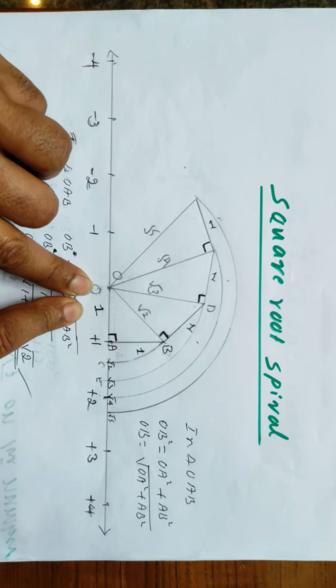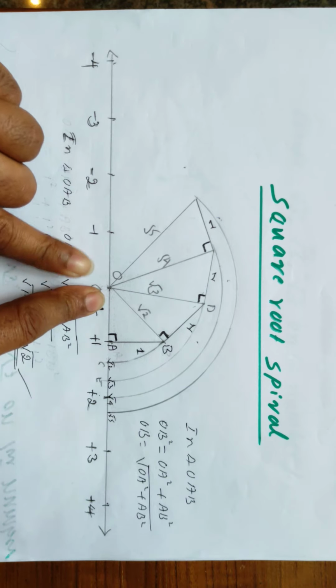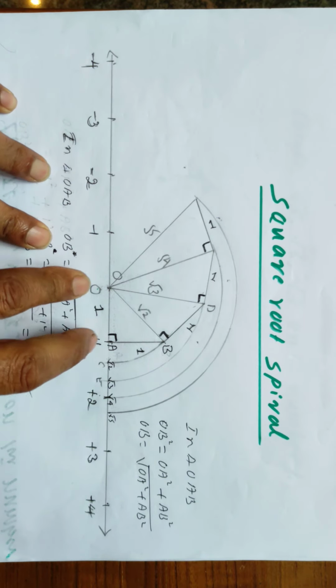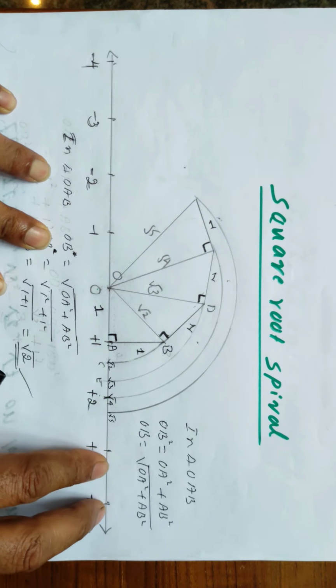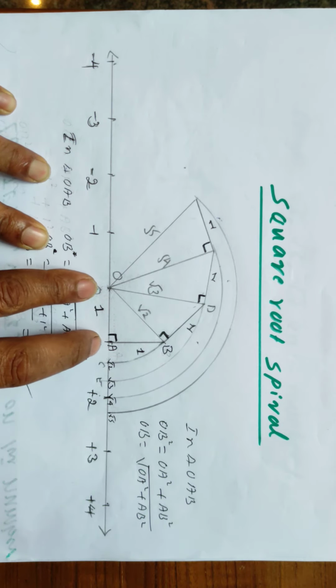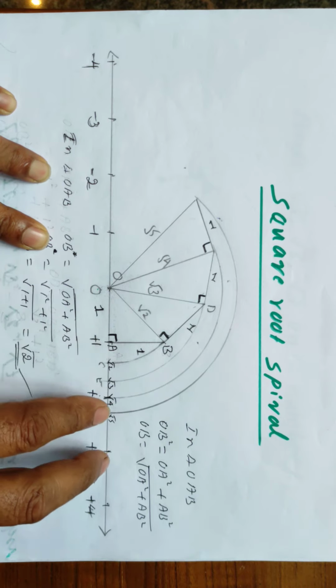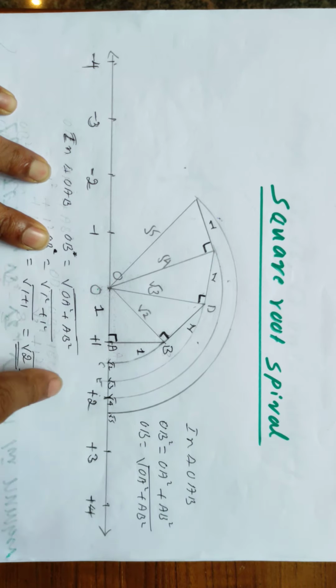On either side of the 0, you have to mark equal units. The length of the unit depends on your convenience, need not be 1 centimeter. Here I have taken each unit as 3 centimeter.